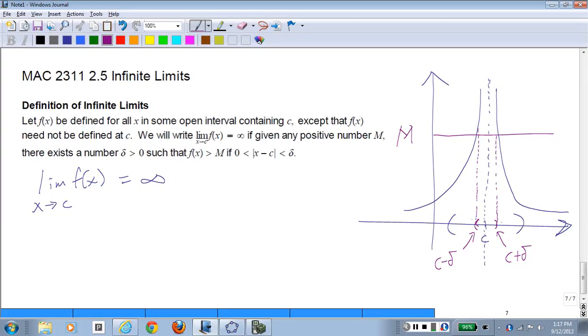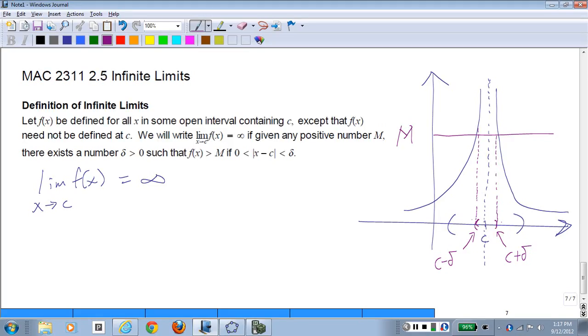Now, we can do a similar definition, turn the graph upside down, and talk about what it means for the limit of f of x as x approaches c to equal negative infinity. Becoming arbitrarily large in the negative direction, unbounded below basically, and we could write a similar definition there.